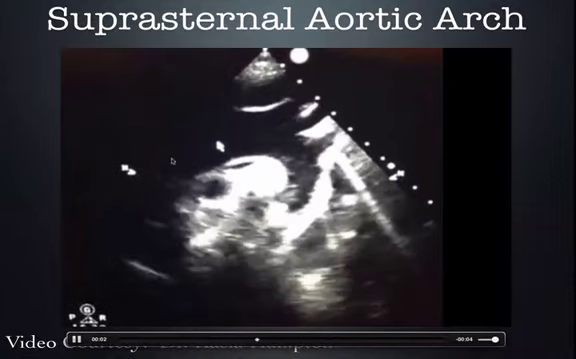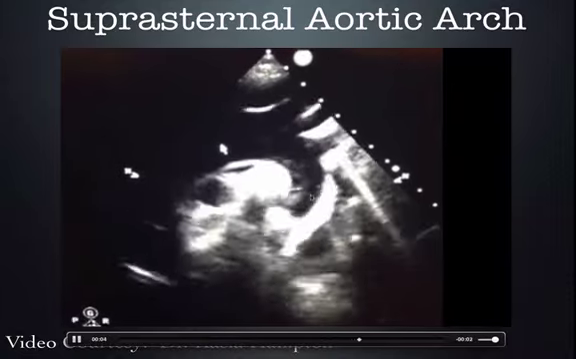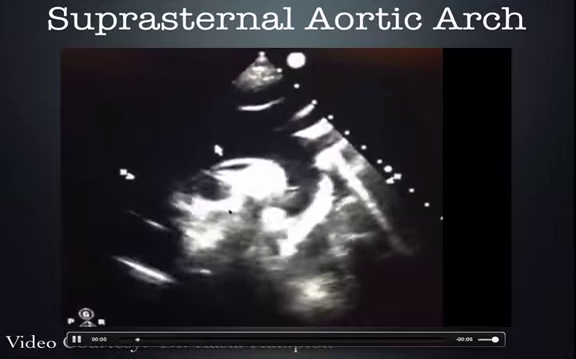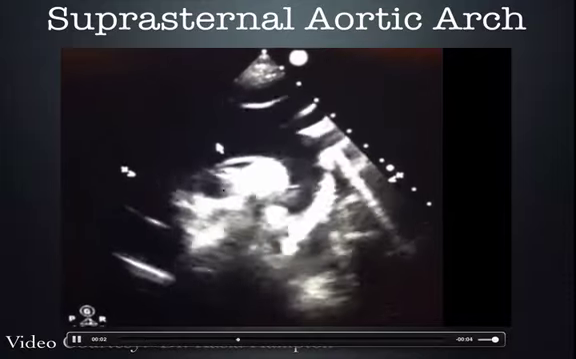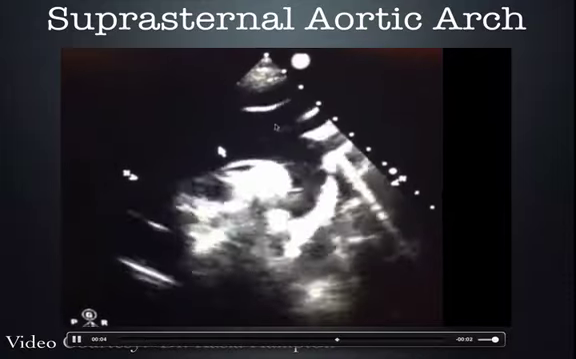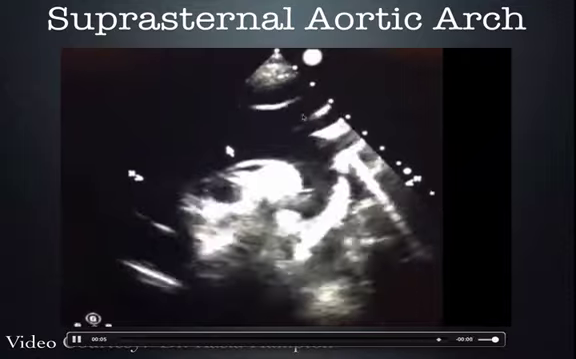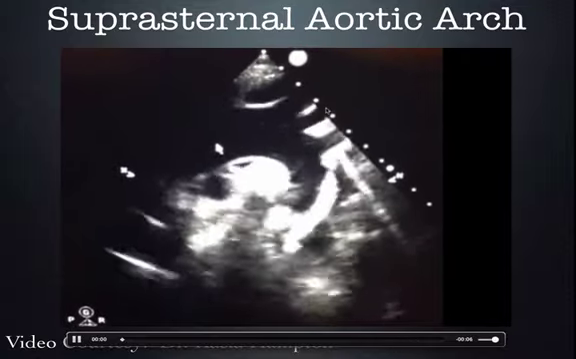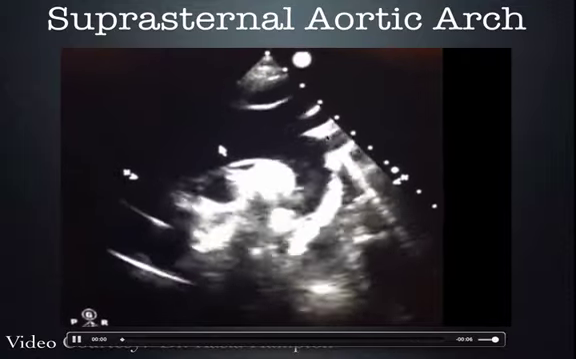Here is the ascending aorta, aortic arch, descending thoracic aorta. This is just for point of reference, the right pulmonary artery. And we can see right here the brachiocephalic artery, the left common carotid artery, and the left subclavian artery.